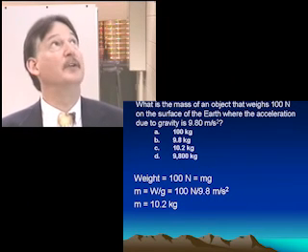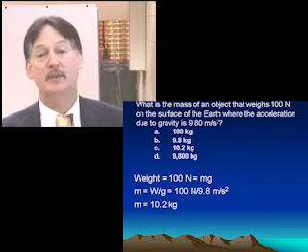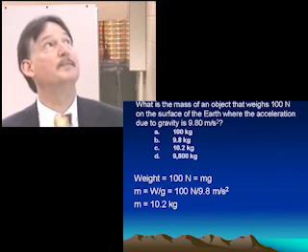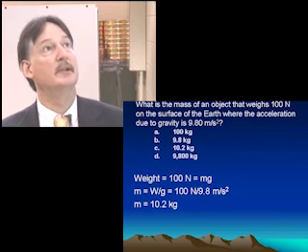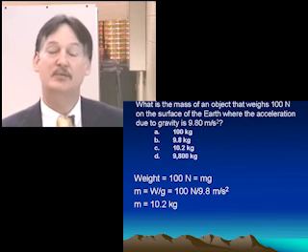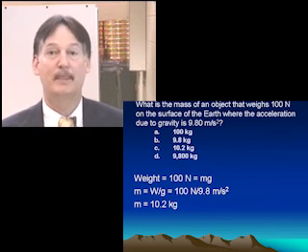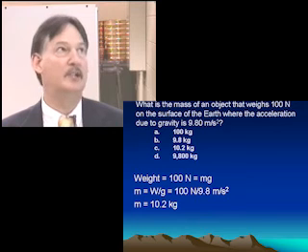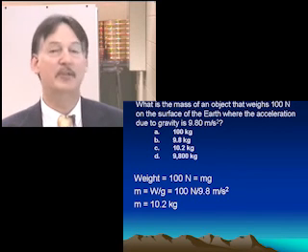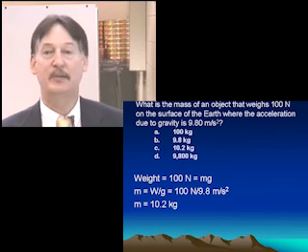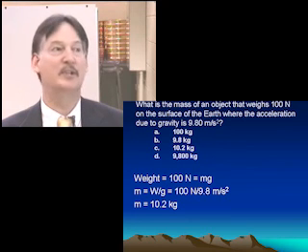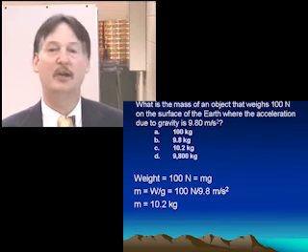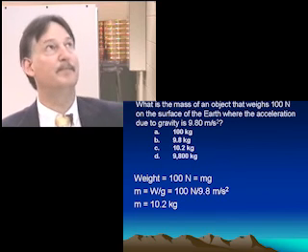Let's do some problems here. First of all, what is the mass of an object on the surface of the Earth where the acceleration is 9.8, if this object's weight is 100 newtons? Well, as you can see, we've been given the weight. We know the weight is related to the mass through mg. Rearrange that, solve for the mass, which is the weight over the gravitational acceleration, to give 10.2 kilograms. Simple calculation.